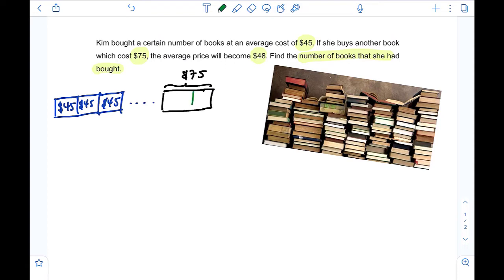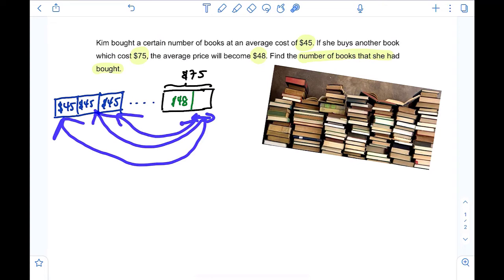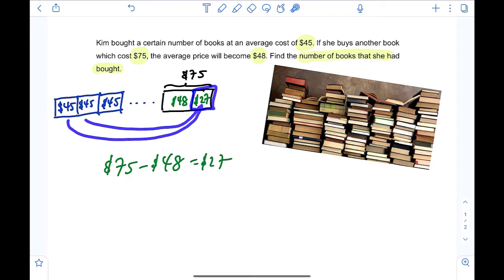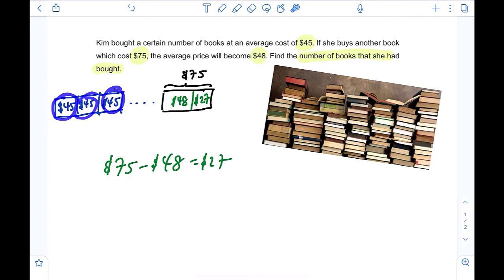Even the final book that we have here will have an average cost of $48, and there will be a balanced amount of money here for the final book that will be used to increase the average of the initial number of books. So what is that balance amount that we have? 75 minus 48, we will have $27. So these $27 will be distributed to each and every one of the books that she bought, so that the average is not 45, it goes up to 48 instead.